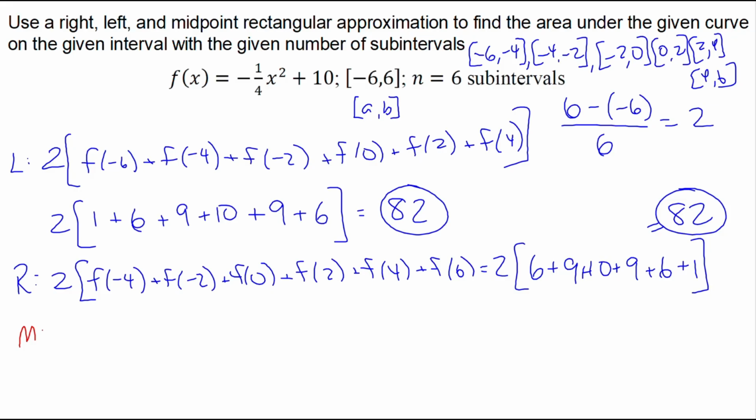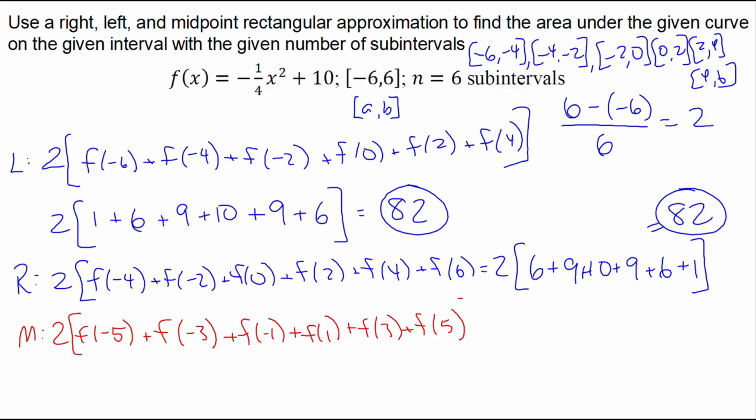And for our midpoint approximation, we'll still do 2, but now we're going to take the midpoints of each of these. So that's going to be f of -5 and f of -3, f of -1, f of 1, f of 3, and f of 5. So if we evaluate each of those, f of -5, we'll put our 2 out here. F of -5 should be -5 squared, which is 25. So -25 fourths plus 10 ought to be 15 fourths.